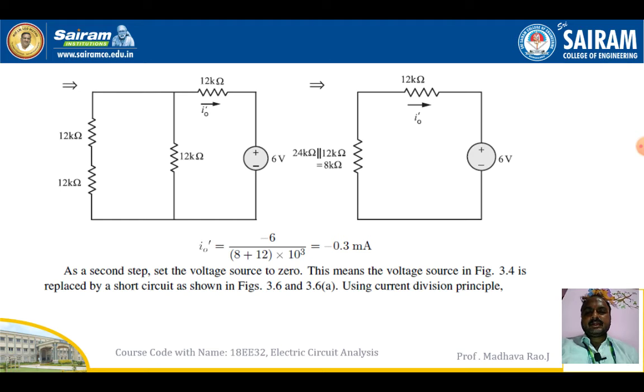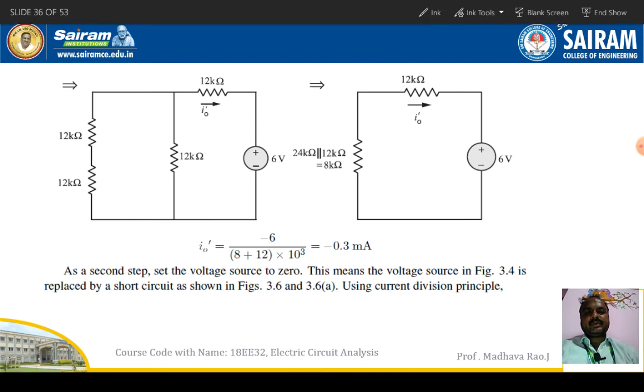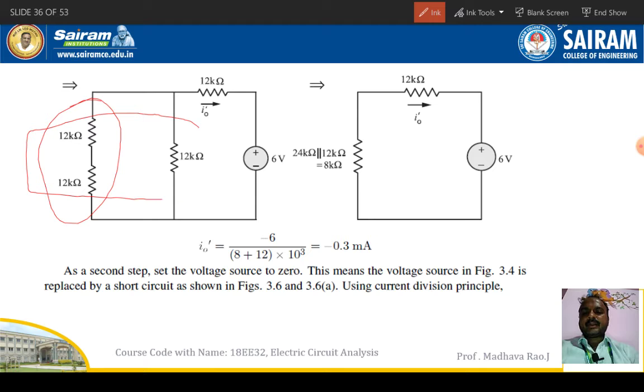So we will see how they applied it. Your circuit will be like this. Simplify the resistors, series resistance and parallel resistance, and apply KVL and find I naught 1 or I naught dash. So I naught dash is equal to minus 6 by 8 plus 12. Here these 2 kilo ohm resistors are in series, and then in parallel with this 12 kilo ohm resistor. So the combination will be equal to 8 kilo ohm.